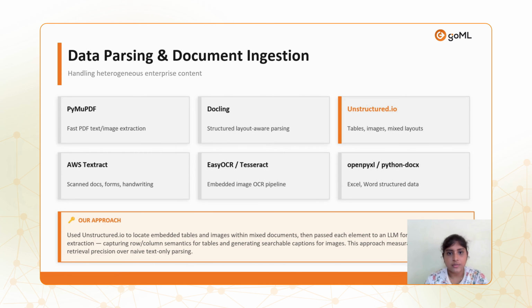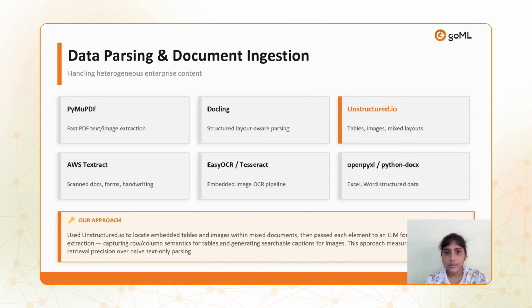So parsing is where most RAG projects underinvest, and it's often the root cause of poor retrieval quality. And I have encountered it in one of my projects. For standard PDFs and text docs, PyPDF is fast and reliable for text, image extraction, and simple table extraction. While Docling gives you structured layout-aware parsing if document structure matters.